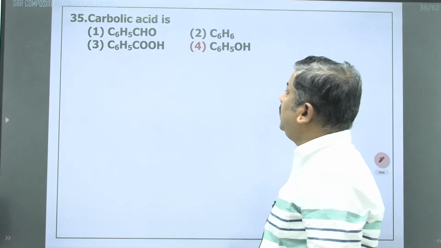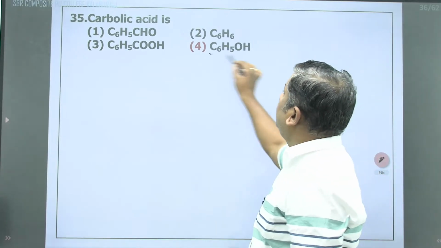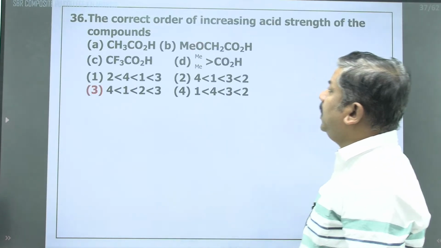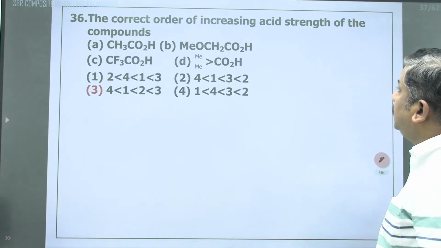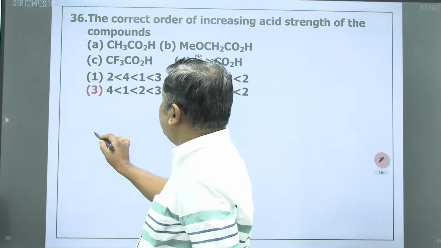35, carbolic acid is. Carbolic acid is the general name of the phenol compound. Phenol is generally called carbolic acid, so only option 4 is correct here. 36, the correct order of increasing acid strength of the following compounds is. Okay, the correct order of acidic strength of these compounds.